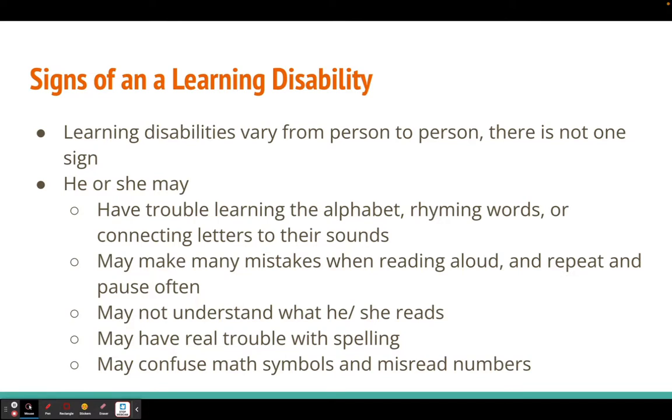That's the next point: they might not understand what they read, or they might not understand the order of things, like a beginning, middle, and end, the way that things happened. They may have real trouble with spelling, right? And they may also confuse math symbols and misread numbers. Like I said, maybe adding an extra zero, or not understanding the value, or how it's written. So those are the signs.